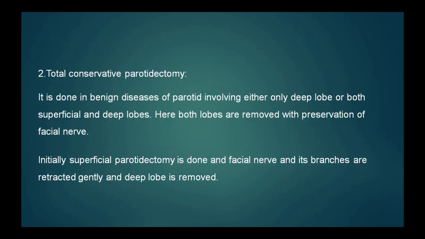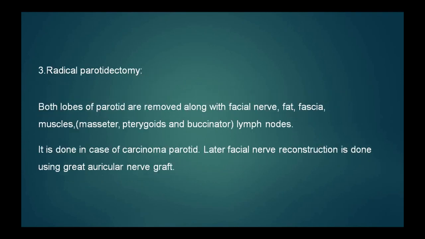the parotid. Then total conservative parotidectomy, it is done in benign diseases of the parotid gland, involving either only the deep lobe or both superficial and deep lobes. Here both lobes are removed with preservation of the facial nerve. Initially, superficial parotidectomy is done and the facial nerve and its branches are retracted gently and the deep lobe is removed. That is total conservative parotidectomy.